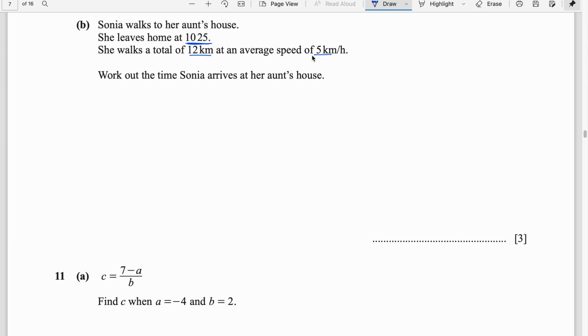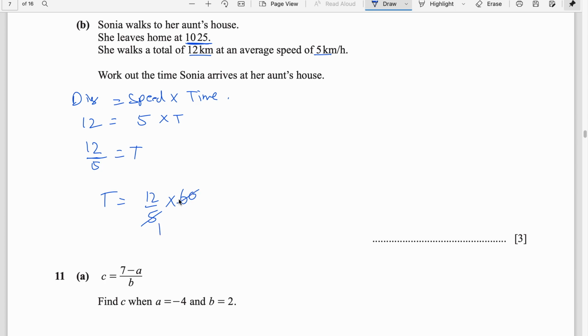So we know the distance, we know the speed. So distance is equal to speed into time. Distance is 12, speed is 5, so you get the time. 12 by 5 equals time, and this is in hours. I'm interested to convert it into minutes. 12 by 5 times 60. When you multiply these two, you get 144.